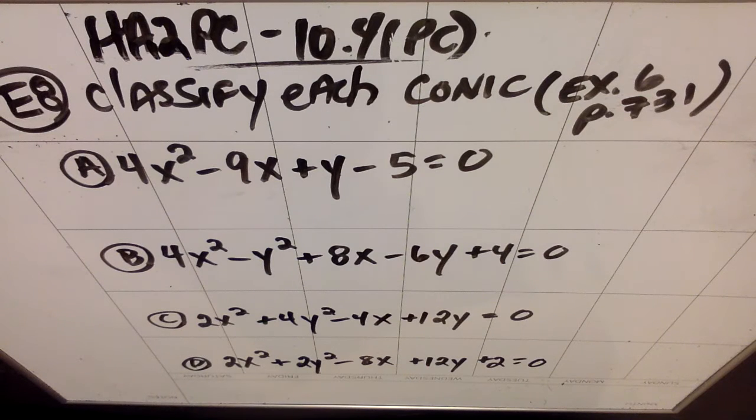This is Honors Algebra 2 Pre-Calc. We're doing 10.4 in Pre-Calc. So in example 8, which is actually example 6 on page 731, we're going to classify the conics based on the general equation. So remember, in order to do this, you only need to look at A and C.